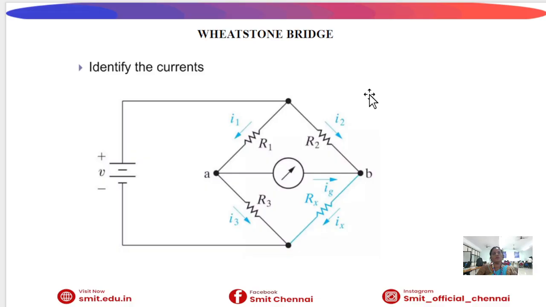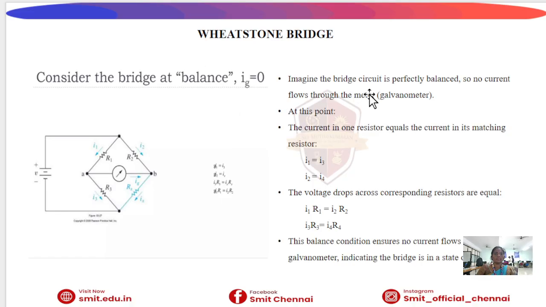In this diagram, the four resistors form four arms of the bridge. The unknown resistance is placed in one arm. Galvanometer is connected between the two midpoints. A DC source is connected across the bridge. By adjusting the variable resistor, we bring the bridge to balance condition.